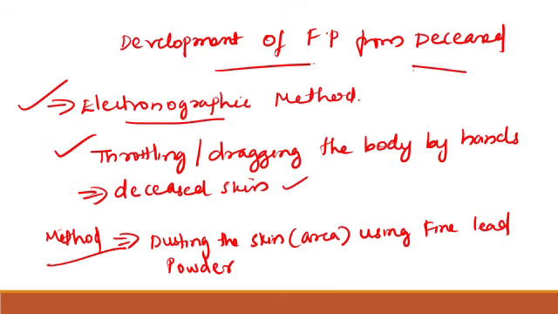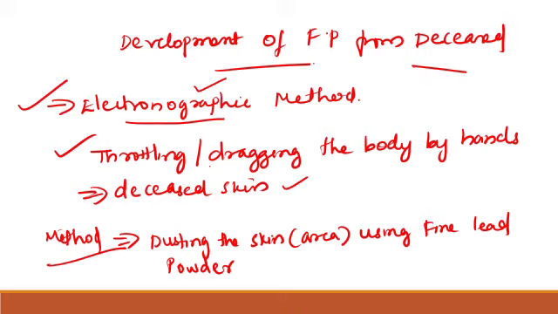So in this session we discussed developing fingerprints from the deceased. So we used the electronographic method. In cases such as throttling or dragging the body by hands, or any homicidal offenses in which hands are involved, and the fingerprint is there on the deceased person's skin, you can develop this using this electronographic method.